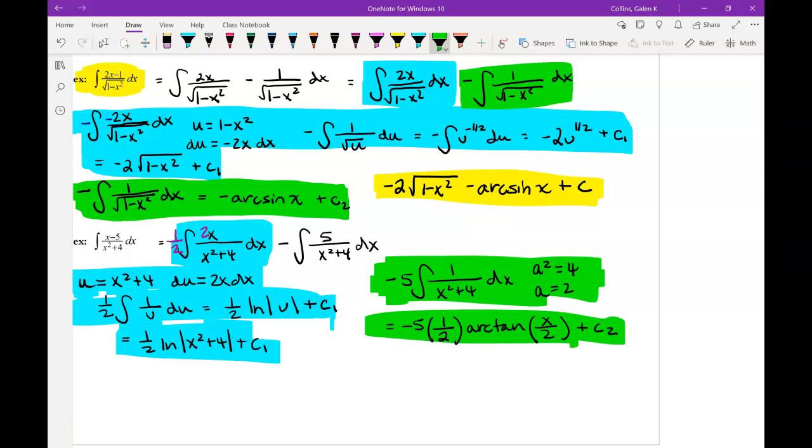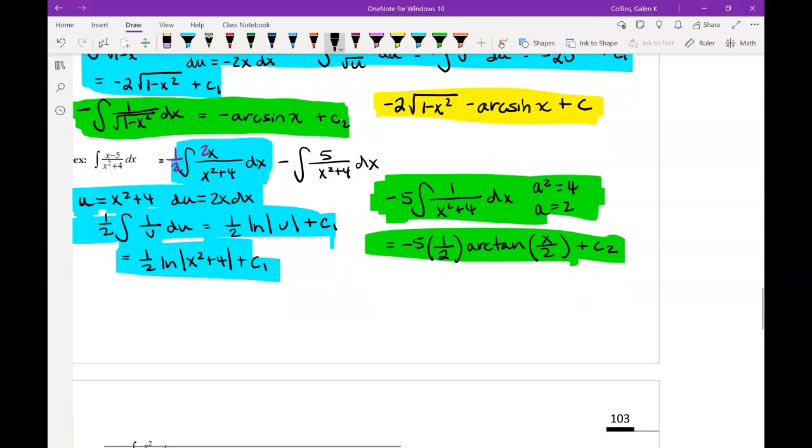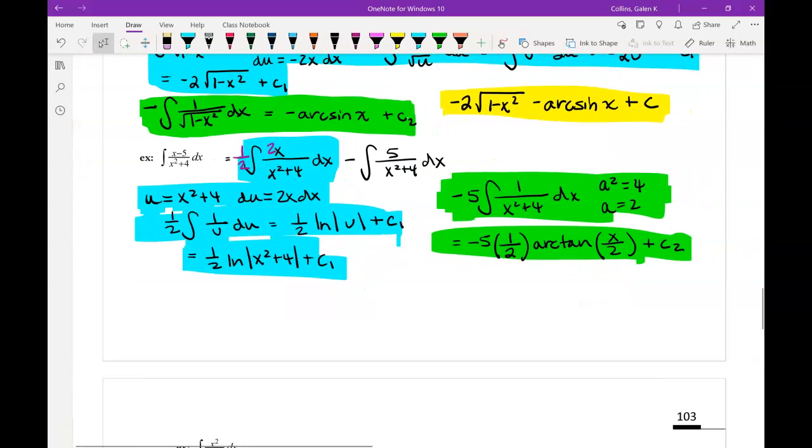All right, so again, our final answer, putting this all together, I'm just going to end up with a single C, because some constant we don't know, plus some other constant we don't know, is just a constant that we don't know. So that's why we can just call this C in the end.